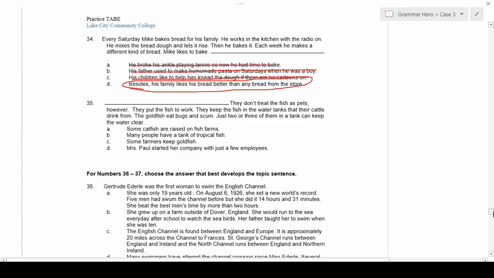Blank. So this is the very first sentence. They don't treat their fish as pets. So we know someone doesn't treat their fish as pets. They put their fish to work. They keep the fish in water tanks that their cattle drink from. So someone who raises cattle and uses fish. Some farmers keep goldfish. Jumps right out at you. Okay? Again, farmers raise cattle, and we're talking about fish, in particular goldfish, and their purposes as far as farmers are concerned. Okay?